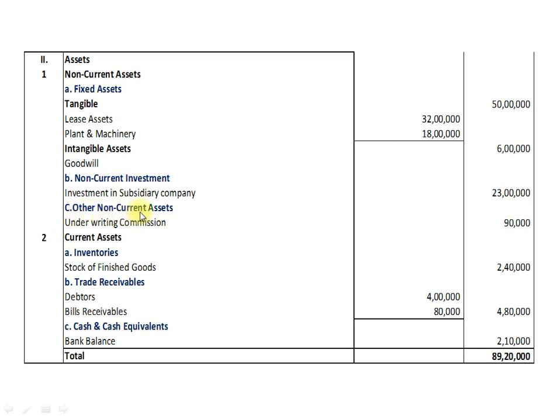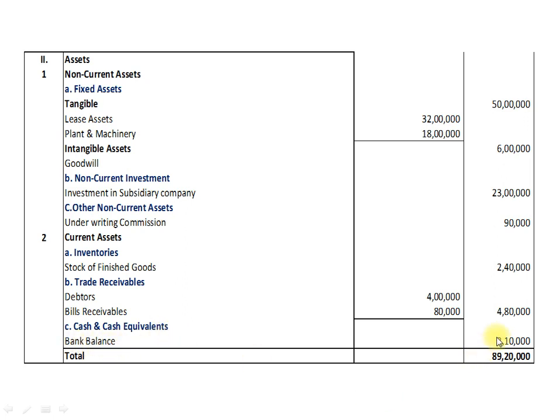C is other non-current assets. In other non-current assets, we have one item, underwriting commission, rupees 90,000. Second part of asset side is current assets, and first subhead is inventories. In inventories, we have stock of finished goods, rupees 2,40,000. Then second subhead is trade receivables, in which we have debtors of rupees 4 lakh, bills receivables rupees 80,000, and total rupees 4,80,000.